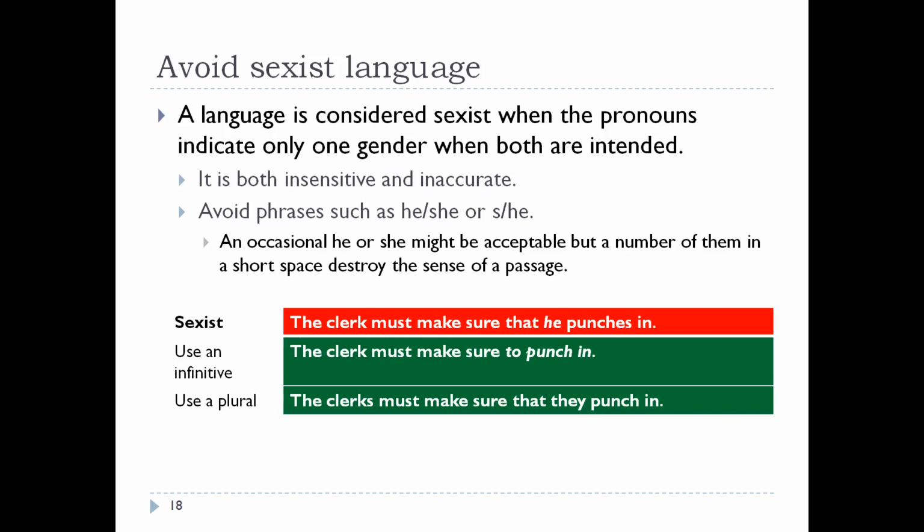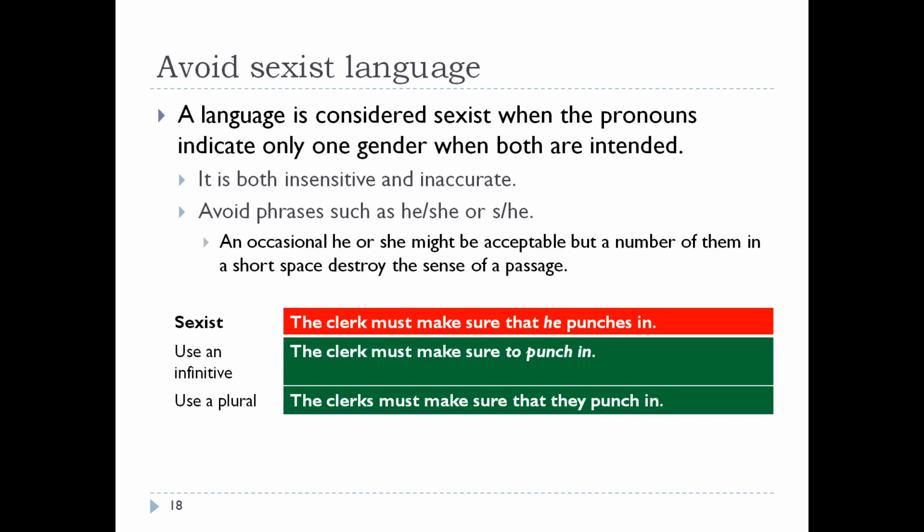The last thing that we should take care of is avoiding sexist language, or using gender neutral language. A language is considered sexist when the pronouns indicate only one gender when both are intended. So you're writing something that applies to both genders, but you're using pronouns that only indicate one gender. That language is considered sexist. It is both insensitive and inaccurate, so it is neither sensitive nor accurate. So what should you do?